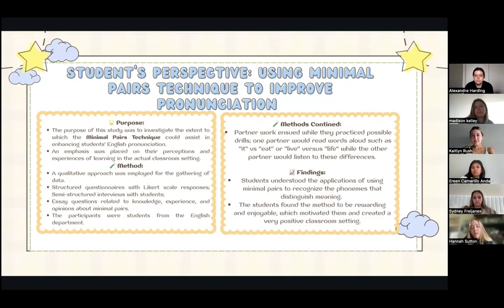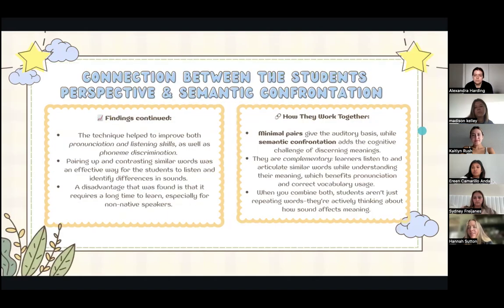A disadvantage that was found, oh yeah, can you go to the next slide? Yeah, there we go. A disadvantage that was found was that it requires a kind of a long time to learn, especially for non-native speakers.